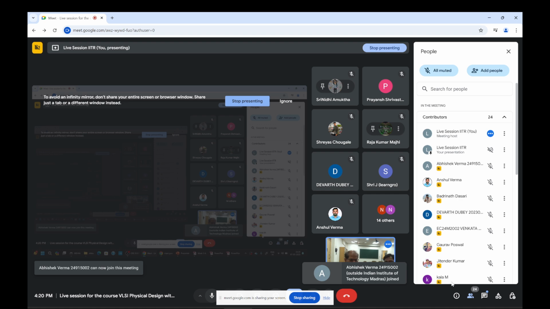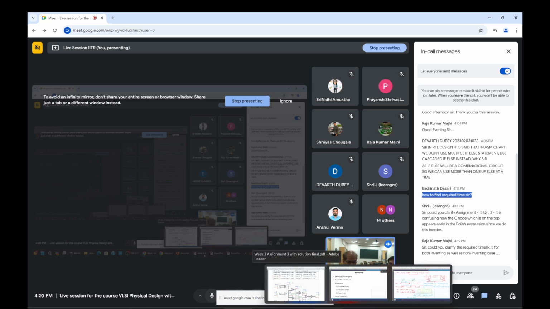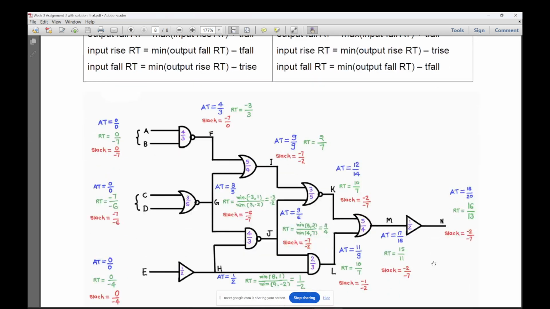Okay, any questions in the chat? How to find the required time? Yeah, it is explained in the PPT, but again, if you want, for example, here you have 16 by 13. This is the required time at the output node.